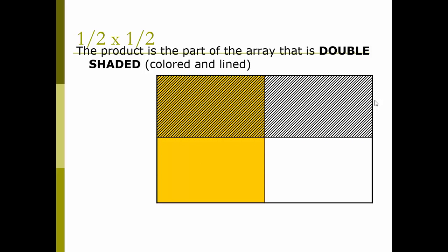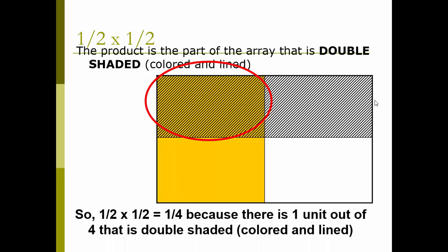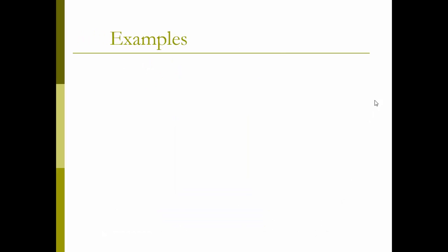So looking at the big picture here, I want you guys to think about what is going to be the numerator and what is going to be the denominator of our new fraction. Hopefully with our multiple examples already, you guys have an idea of what it should be. And I'm sure you're correct, but 1/2 times 1/2 is 1/4, because there's only one unit out of all 4 that is double shaded, which means that it is colored and lined.